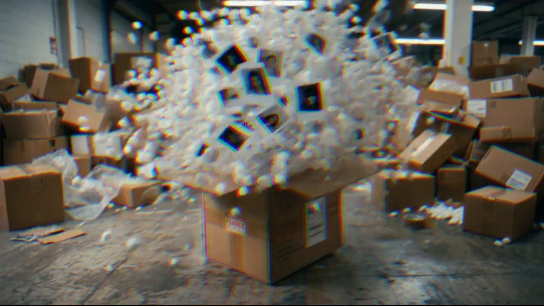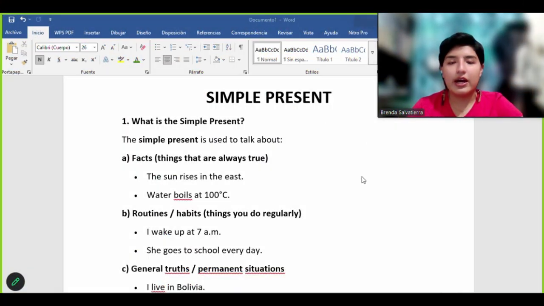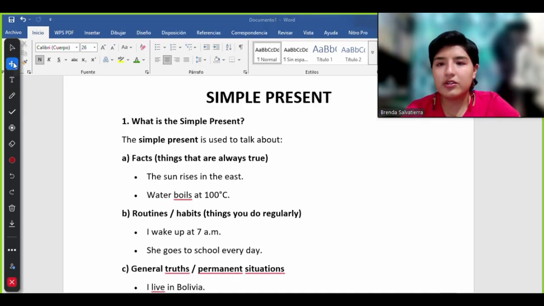So for today's video I prepared a new lesson, the simple present, and we're going to learn all about it. Okay, so without any further ado, let's get started. Okay guys, so let's talk about the simple present. Let's first start with the definition.